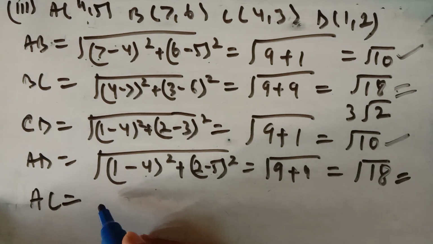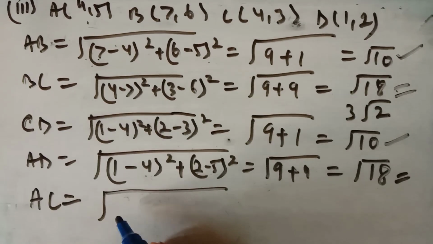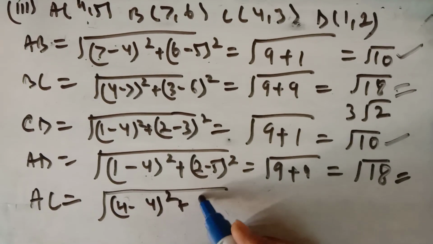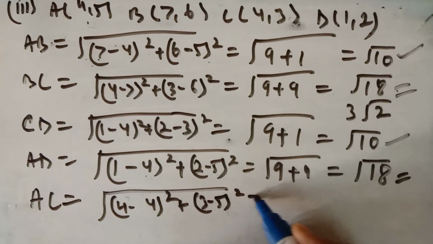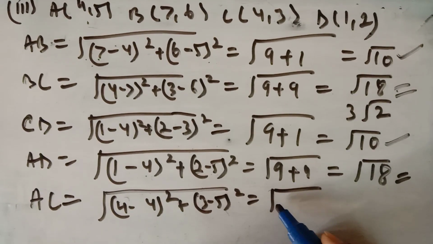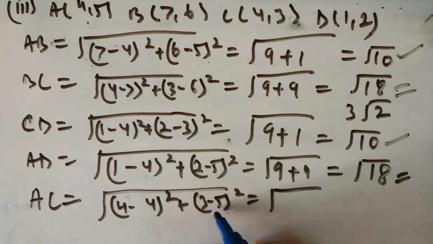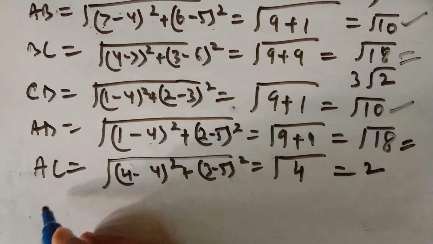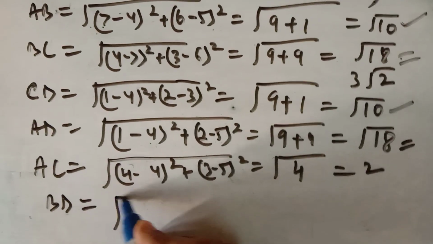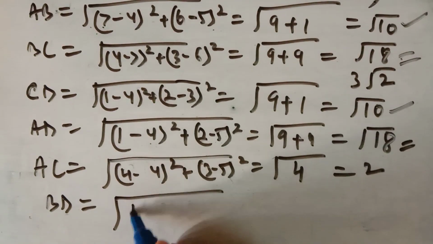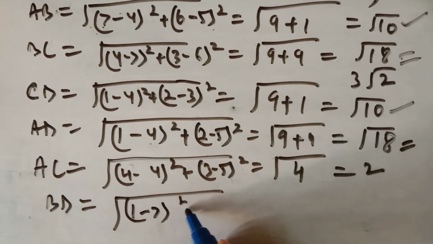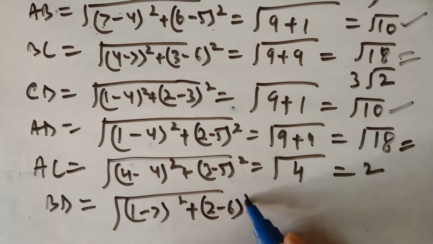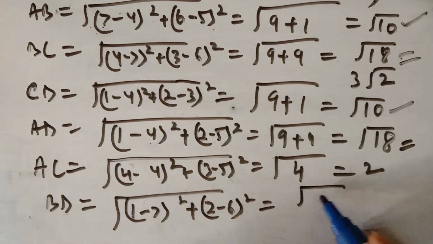So if we find its diagonal AC, which will be equal to x2 minus x1 का whole square, y2 minus y1 का whole square, now it is coming out to be 0 plus minus 2 का whole square, that is root 4, which is equal to 2. And BD is the length of the diagonal, BD x2 minus x1 का whole square, y2 minus y1 का whole square, and it is coming out to be root 52.